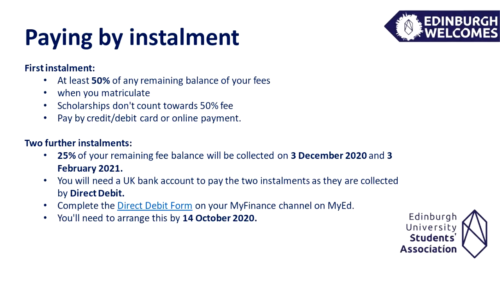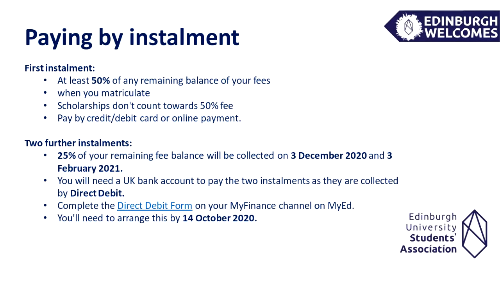And you'll pay using the methods that we've just mentioned, so using your card and paying online using the university's platforms. There are then 2 later instalments. They're both of 25%. The next 25% instalment is paid on the 3rd of December, and the final one is paid on the 3rd of February.